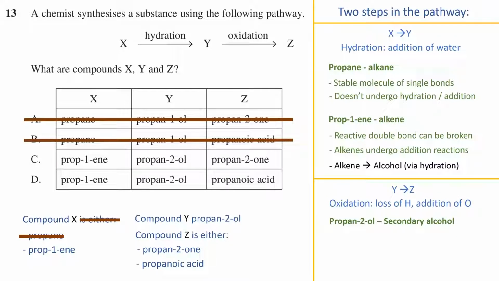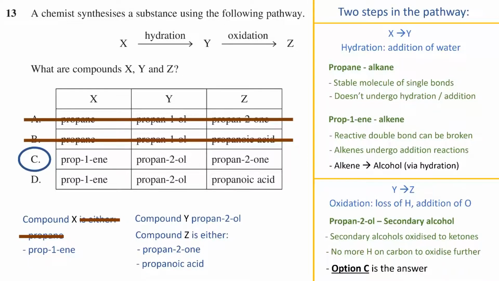As the question states, molecule Y undergoes oxidation, which involves the loss of hydrogen atoms, addition of oxygen atoms, or both. When oxidized, secondary alcohols form ketones and do not oxidize further, as no more hydrogens are left on the carbon to lose. Therefore, our alcohol, 2-propanol, will end up forming 2-propanone, and that means option C is the final answer.